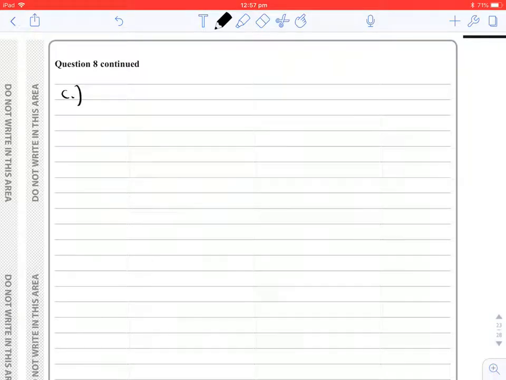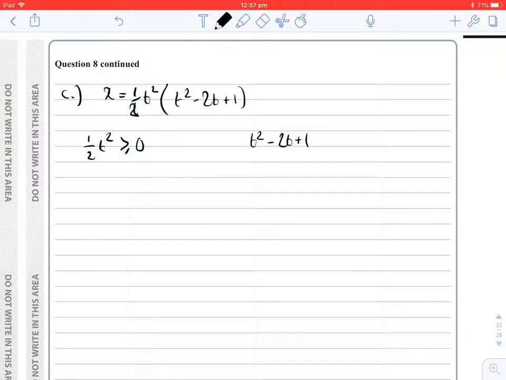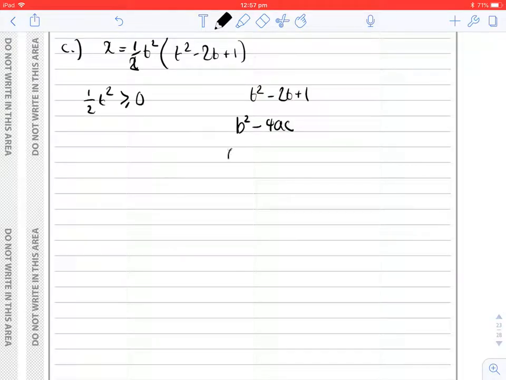Now for part C, show that P will never move along the negative x-axis. So that means that our displacement will never ever end up being negative. So if we look at this, we can say x is equal to a half t squared brackets t squared minus 2t add 1. So a half t squared must be greater than or equal to 0 because t is squared. And looking at t squared minus 2t add 1, if we look at the discriminant b squared minus 4ac, we can say that minus 2 squared minus 4 lots of 1 is going to be 0.